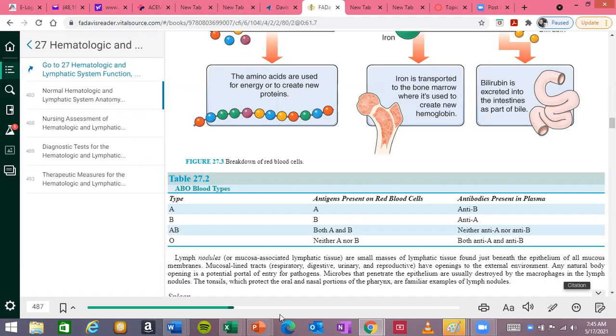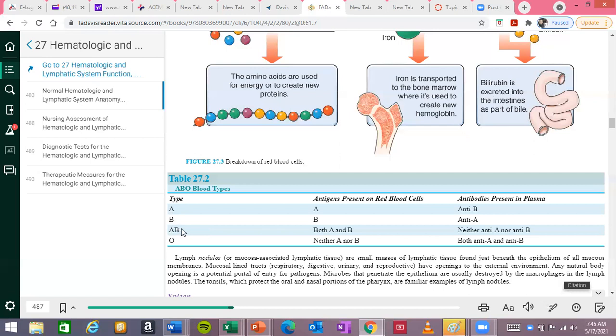Type O is considered a universal donor. So if you are type O blood, that means that you can donate blood to anybody, an individual with type A blood, type B blood, or type AB blood. An individual whose blood type is A can only receive blood from an individual who is type A or type O. An individual who's type B can only receive blood from an individual who was type B or type O. An individual who is type AB can receive blood from any of these people.